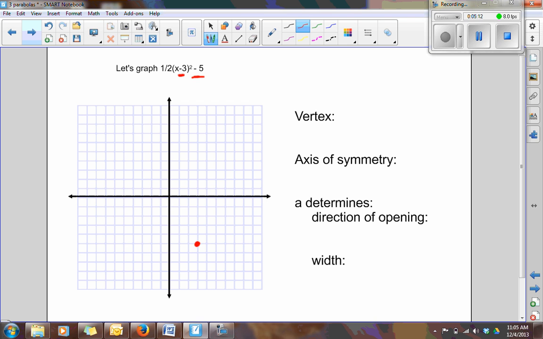We know our function is going to open upwards because a is positive, and a is 1/2. So instead of going 1 over 1 up, like we normally would for a parabola, we're going to go 1 over and a half up.